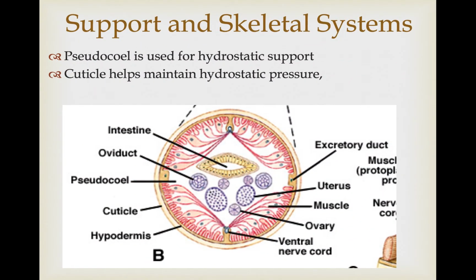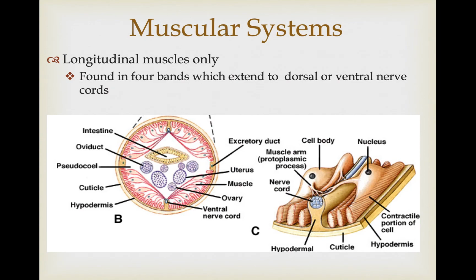They have a very substantial pseudocoel, so this fluid-filled internal cavity, and it is the primary support mechanism. So they use hydrostatic support. The cuticle also helps maintain hydrostatic pressure, so it resists movement of water in and out of the organism and provides a nice external structure. It's fairly flexible, but it is substantial. They do have substantial longitudinal muscles, but that's it.